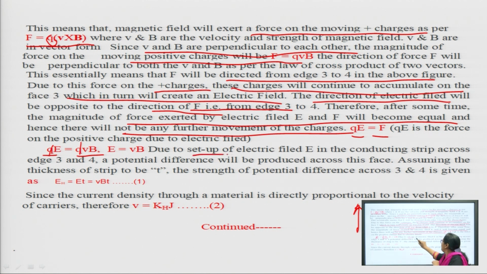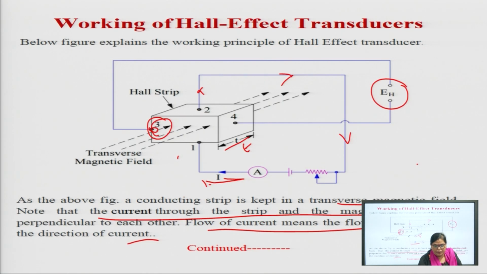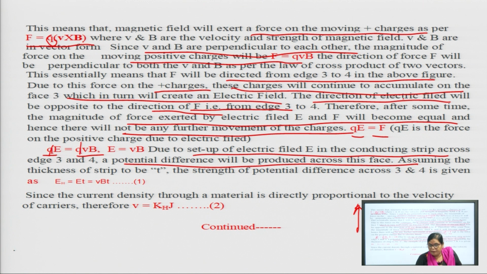Due to the setup of the electric field in the conducting strip, a potential difference is generated, and this is known as your Hall effect. I explained this earlier as well. We can consider this one, this is your Hall effect. So we can draw it and consider it. The potential difference between 3 and 4 is given.